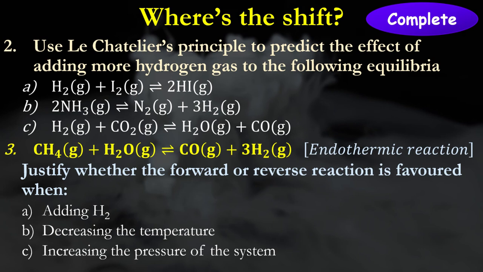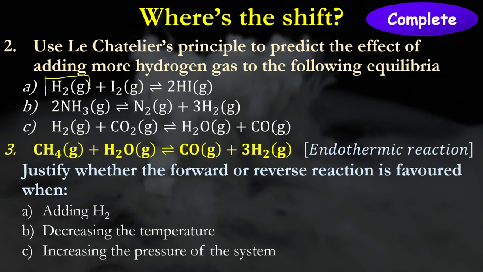So the last thing we're going to quickly make you do is identify where the shift is. Use Le Chatelier's principle to predict the effects of adding more hydrogen gas to the following equilibria. You can pause it here if you want, but I'm going to go through the answers at this stage. So pause now. If not, I'm going through the answers.